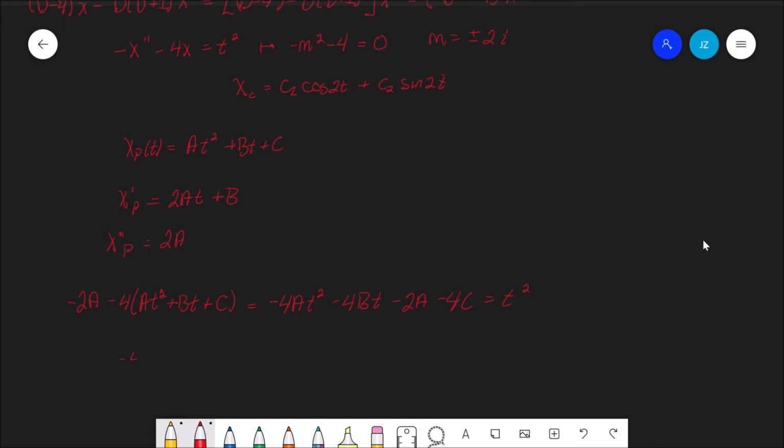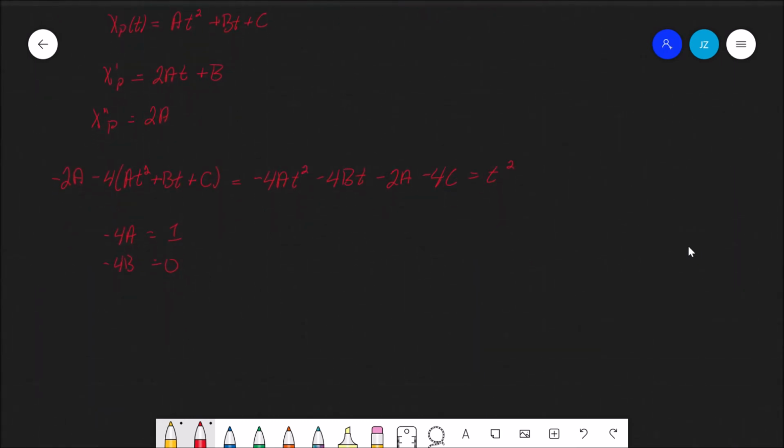So we get the system negative 4a is equal to 1, negative 4b is equal to 0, and negative 2a minus 4c is equal to 0. Which has solution a equals negative 1/4, b equals 0, and c equals 1/8. So our particular solution is negative 1/4 t squared plus 1/8.